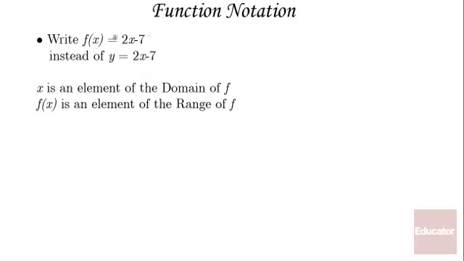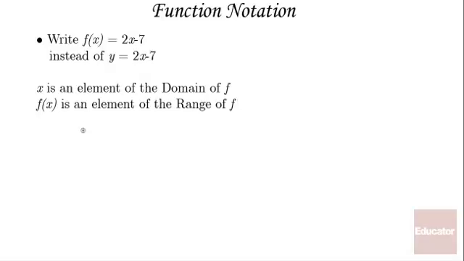So f of x can be written this way for a function, or you can simply say y equals 2x minus 7. And the value that you get here is a function of x. In this notation, x is an element of the domain of the function, and f of x is an element of the range.